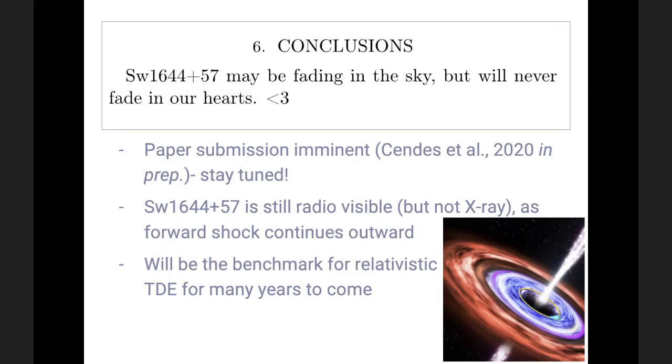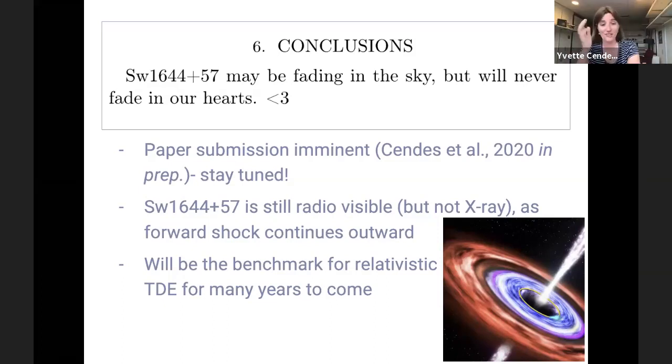Estimates of TDE detection rates are often based on catching peak fluxes. If other jetted TDEs follow the trend seen in Swift J1644, will SKA detect a number of jetted TDEs only based on late time decays? So this is actually interesting. I didn't have time to get into it in the talk, but in the paper, we had VLASS, so the Very Large Array Sky Survey.